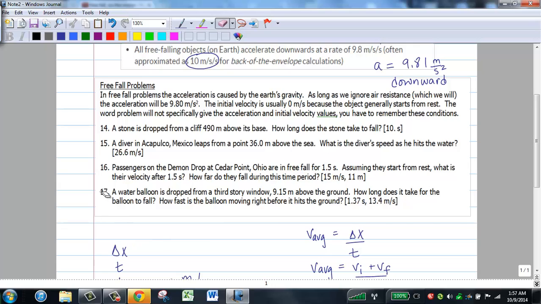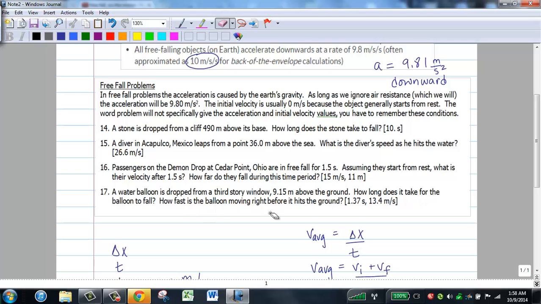So number 16. Passengers on the Demon Drop at Cedar Point, Ohio are in free fall for 1.5 seconds. Assuming they start from rest, what is their velocity after 1.5 seconds and how far do they fall? So if you want an example problem for how far do they fall, that's in video number 2. The third video shows a sample problem for how long does it take. So number 14, how long does the stone take to fall? And number 17, how long does it take for the balloon to fall?